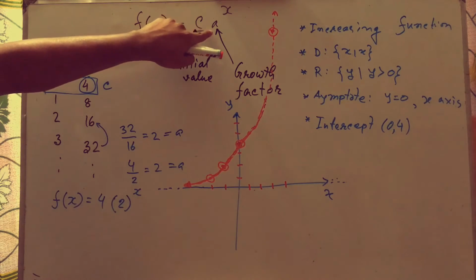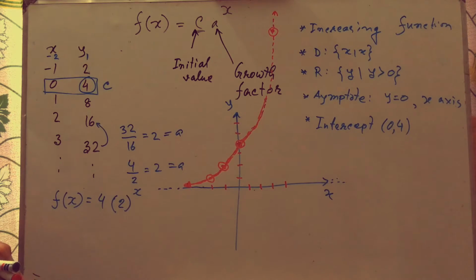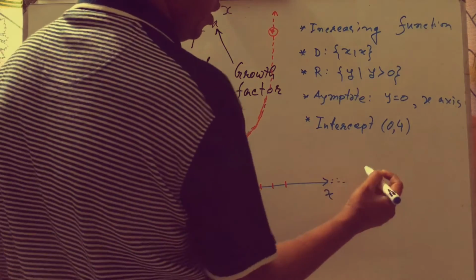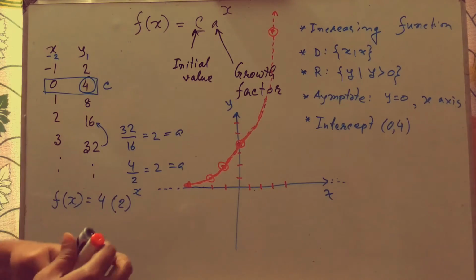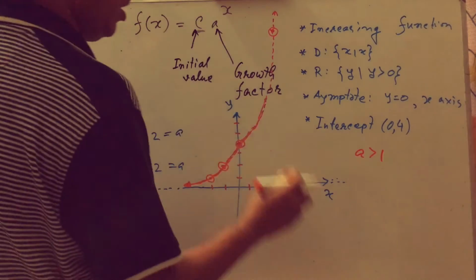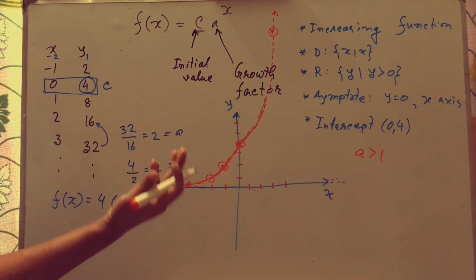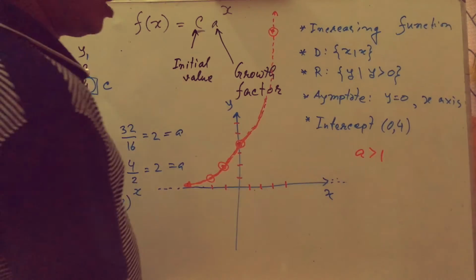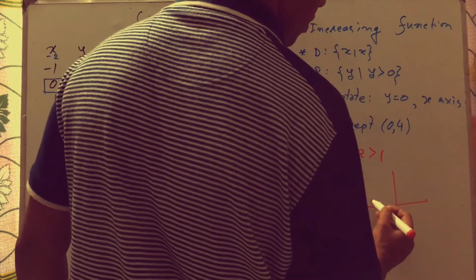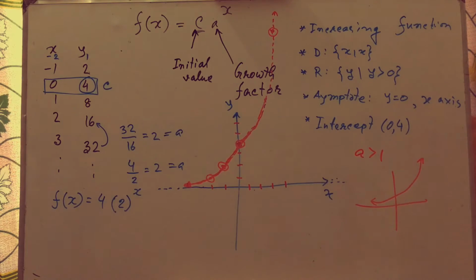In fact, let me now tell you, for all the graphs where a is greater than 1, let me write it here. For all the graphs where a is greater than 1, for example, in this case a is 2, or suppose a is 3 or some other number, if a is greater than 1, our graph will always be like this.